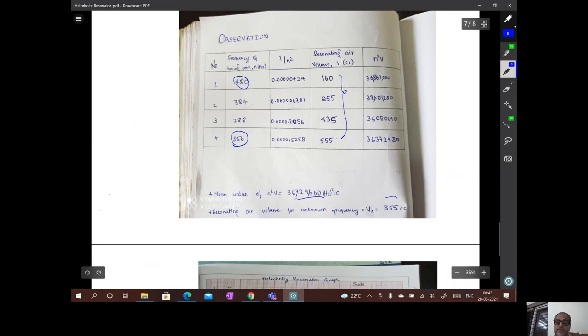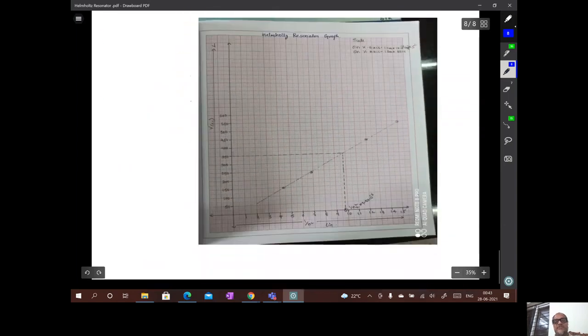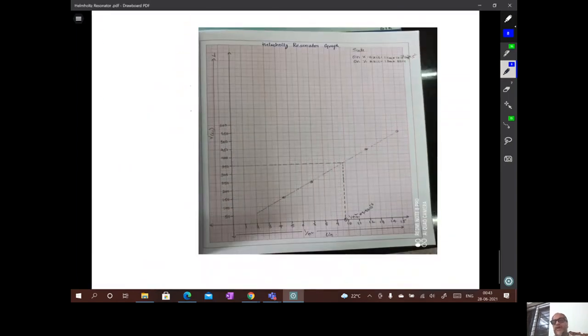That also you will calculate here. You calculate. So this is the observation or tabular column. Okay, now you will take a graph sheet. So the graph sheet, graph plotting is a very important aspect. That is what you are going to learn in this lab.